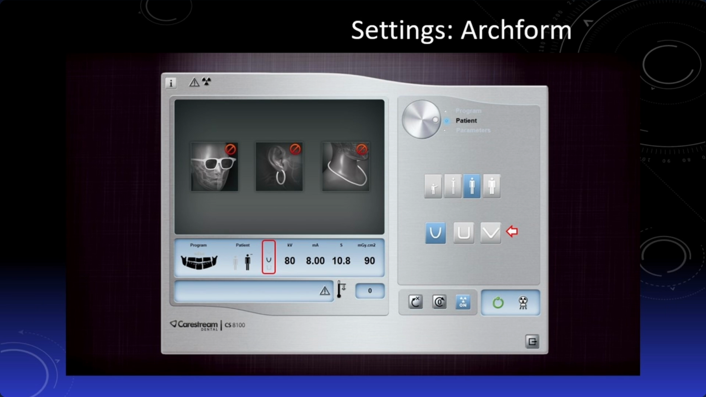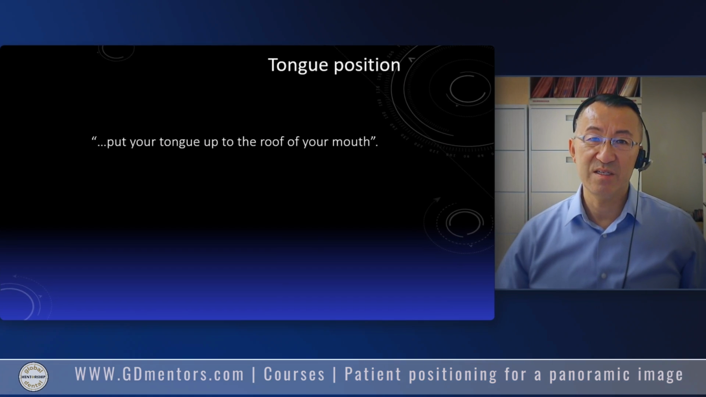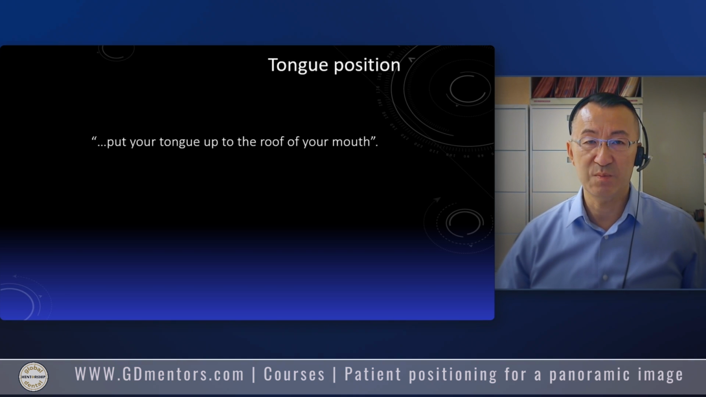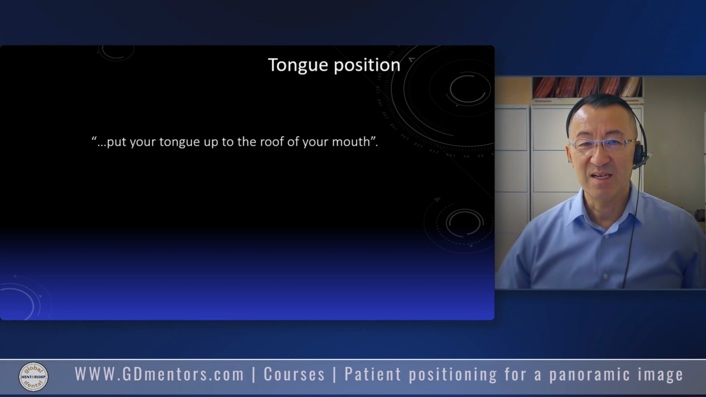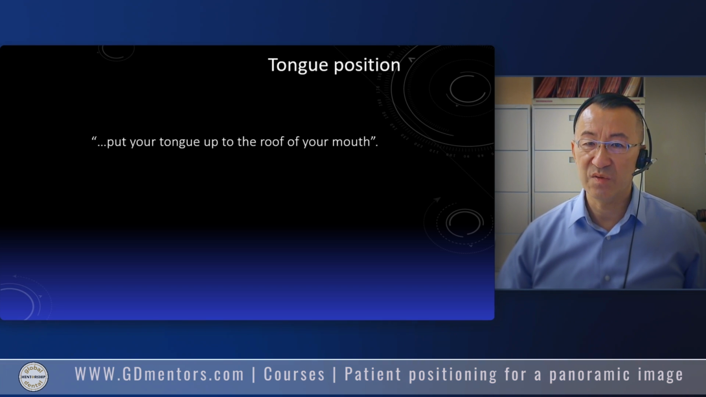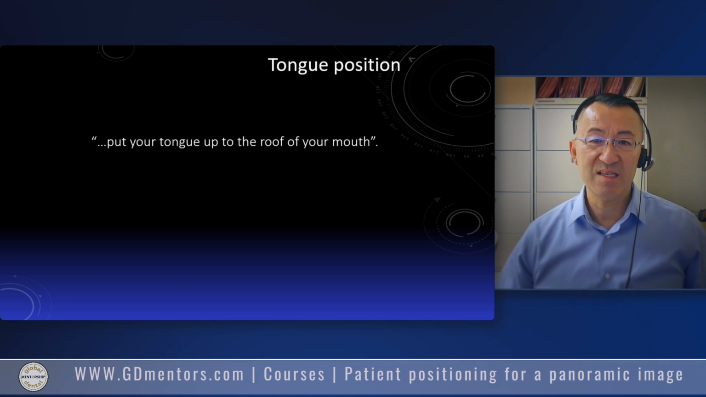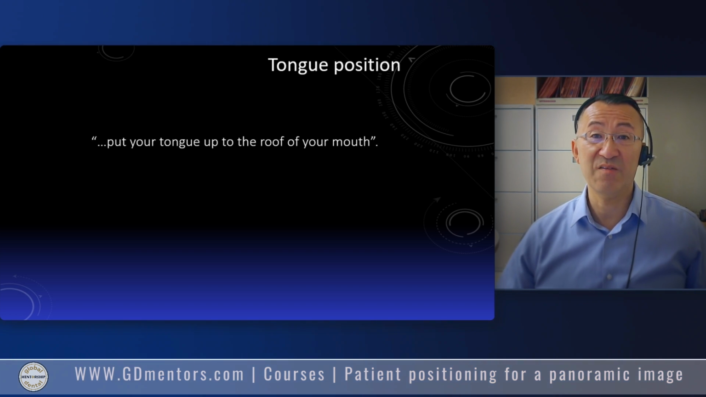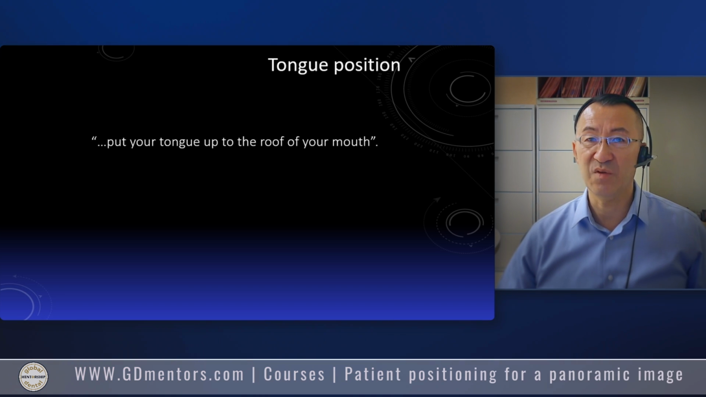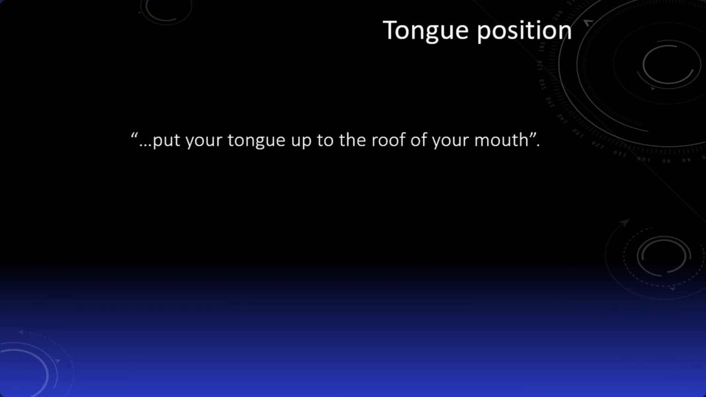Some systems will allow you to define the shape of the patient's arch, and in doing so, small changes to the focal trough will be made to accommodate different arch shapes. Finally, after the patient has been positioned and you have selected the appropriate acquisition parameters, the last thing I typically do before I walk out of the room is I tell the patient to put their tongue up to the roof of their mouth. And by this, I actually mean I'd like you to put your tongue flat up onto the palate of your mouth, and we are going to see why in a moment.